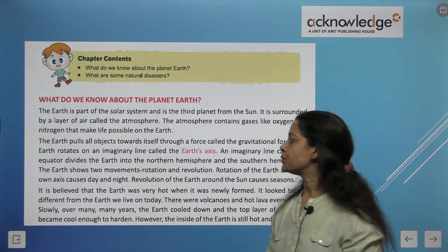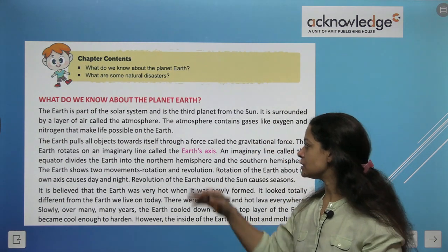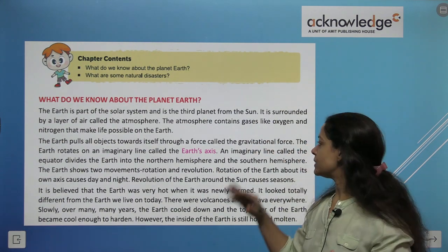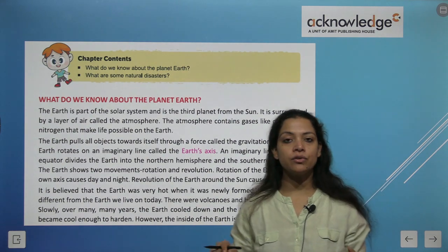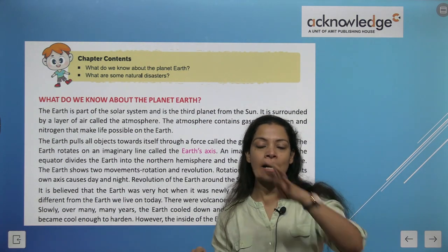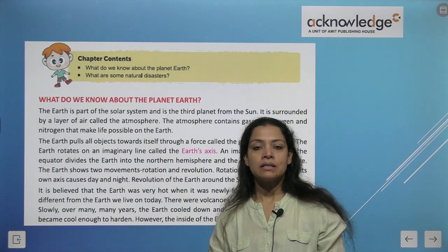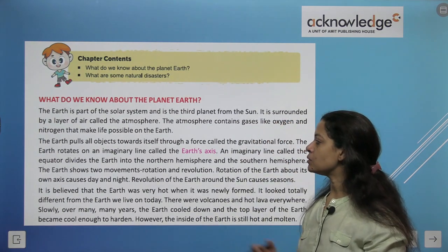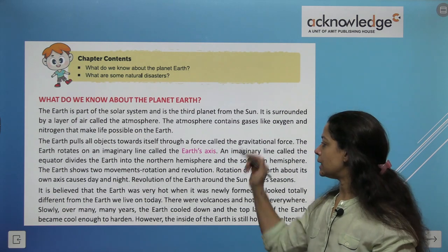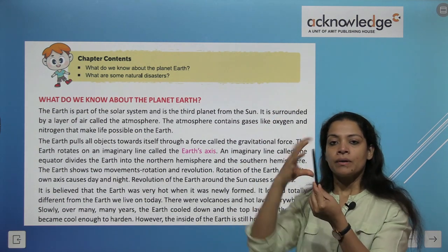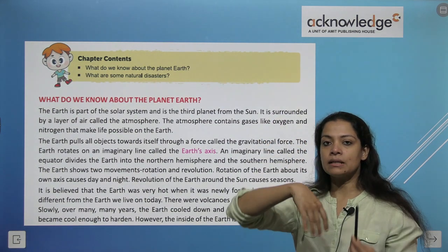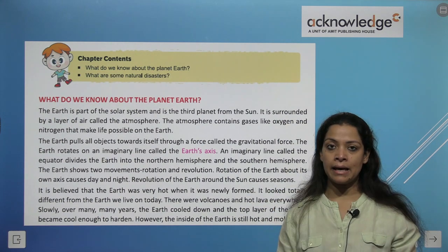Earth pulls all objects towards itself through a force called gravitational force. If gravitational force was not there on Earth, we all would have been hanging. There would be no stability. We would not have been standing on the floor. So Earth rotates on an imaginary line called Earth's axis. Earth keeps rotating on its own imaginary line. That is called Earth's axis.